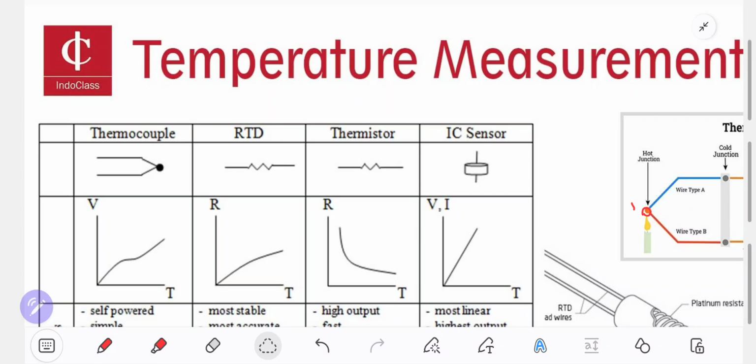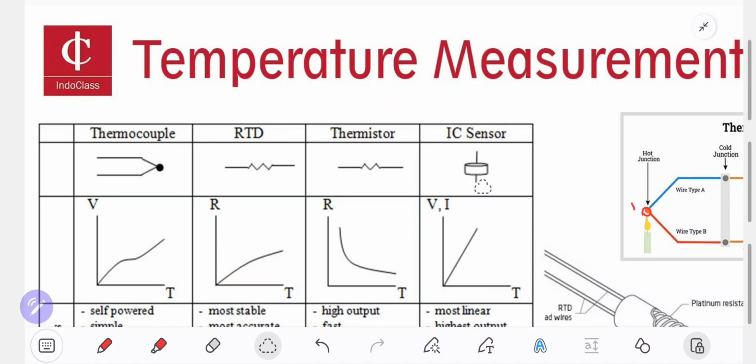The last one we are going to learn about is the IC sensor.